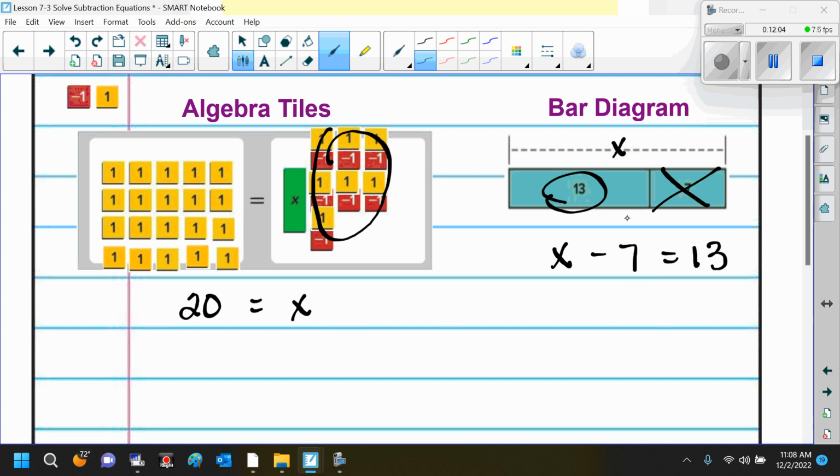Or by adding 7. Right, because this is a minus 7. The inverse operation is a positive 7, or adding 7 on both sides. So when we do that, those 7s, it's a number plus its opposite, that's equal to 0. There's our center line. So we end up with x is equal to 20 again.